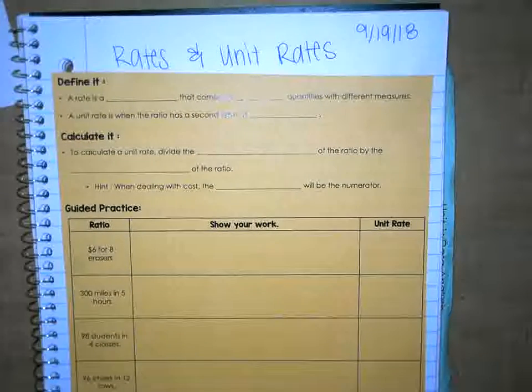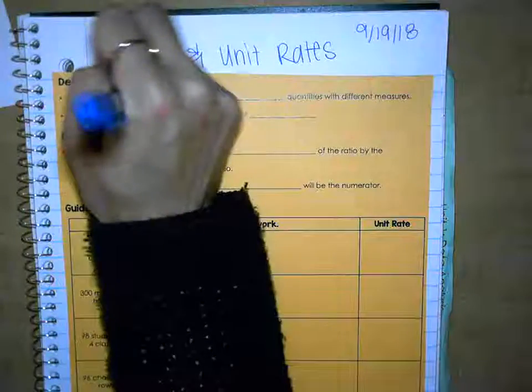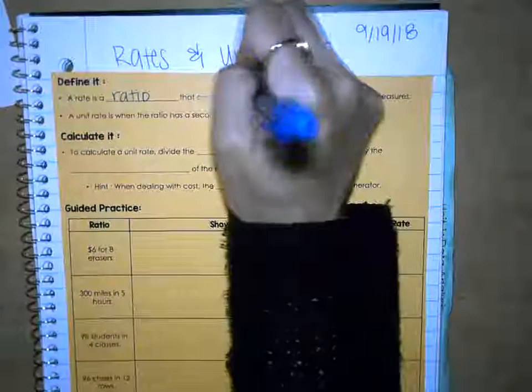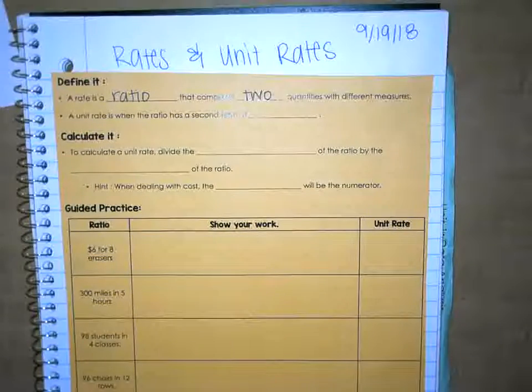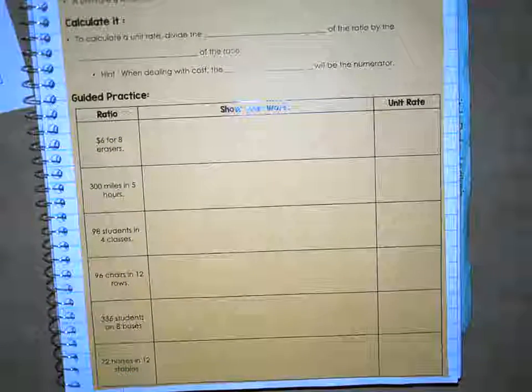So rates and unit rates go along with ratios because a rate is a ratio. A rate is a very specific type of ratio that compares two quantities with different measures, meaning dollars and anything else, miles and hours, students, classes, chairs, rows, students, buses, horses, stables. So all of these are examples of rates because they are all different types of measures.